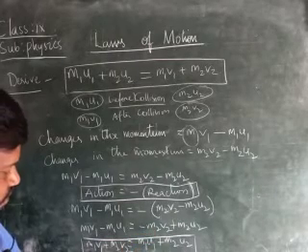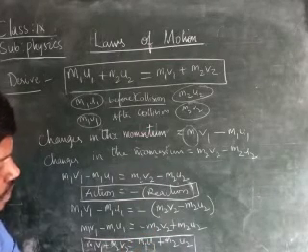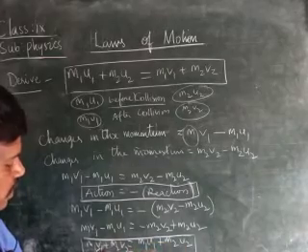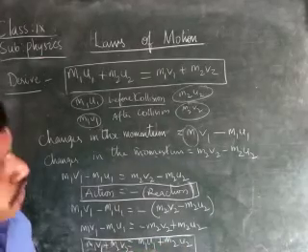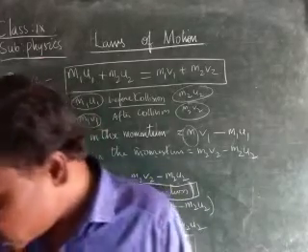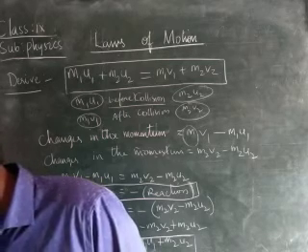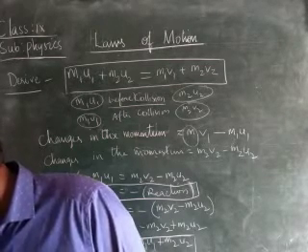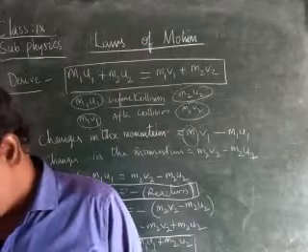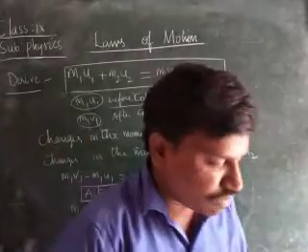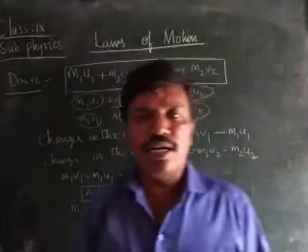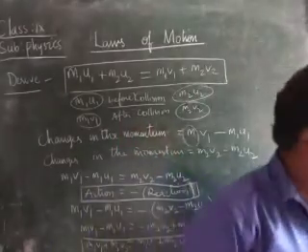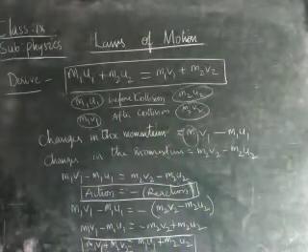Therefore, when we transpose all the terms, we get m1 u1 plus m2 u2 is equal to m1 v1 plus m2 v2, children. This is called the law of conservation of momentum. The law of conservation of momentum says that the momentum of a body before collision is equal to the momentum of the body after the collision.